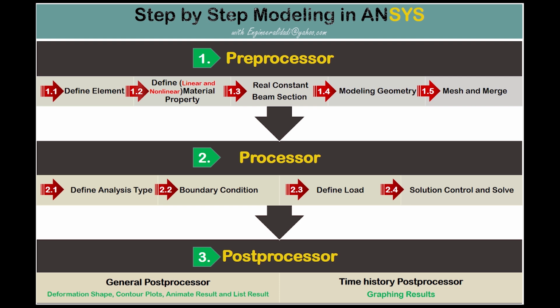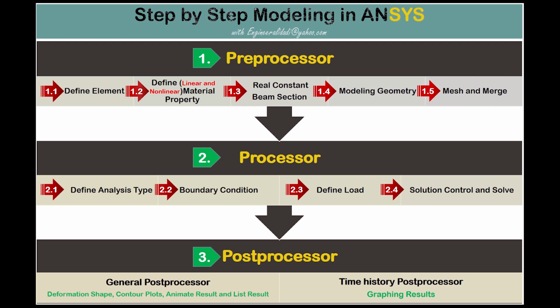According to this chart, any modeling in ANSYS has three parts that we show in green numbers from 1 to 3. Each part has several steps as you see in this chart. First, we perform the preprocessor part. I suggest following this chart step by step. As you can see, in the first part we have 5 steps. In the second part, the processor, we have 4 steps. And the last part is the post-processor.